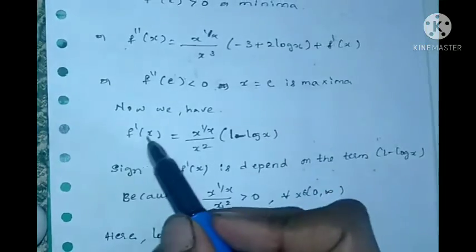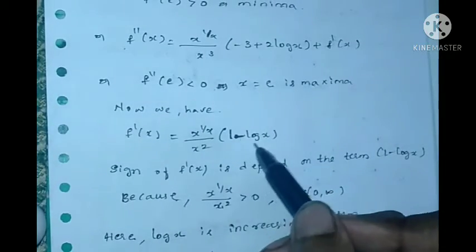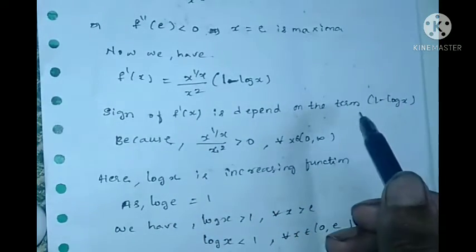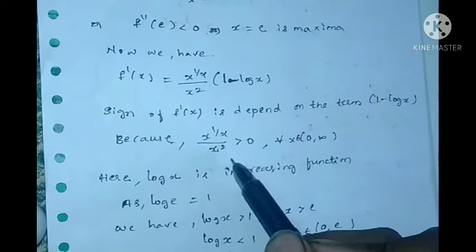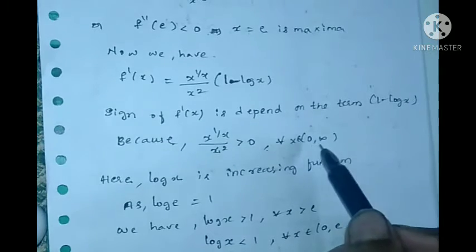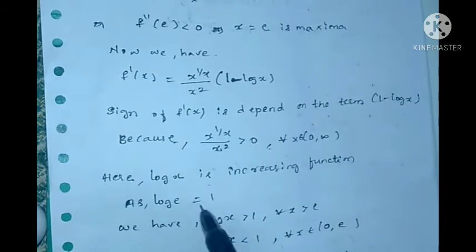Now we have f dash of x is equal to x power of 1 by x square times (1 minus log x). The sign of f dash of x is determined by the term 1 minus log x, because x power of 1 by x square is greater than 0 for all x belongs to the open interval 0 to infinity. Here log x is an increasing function. As log e is equal to 1, in place of x we take e. That's why log e is equal to 1.